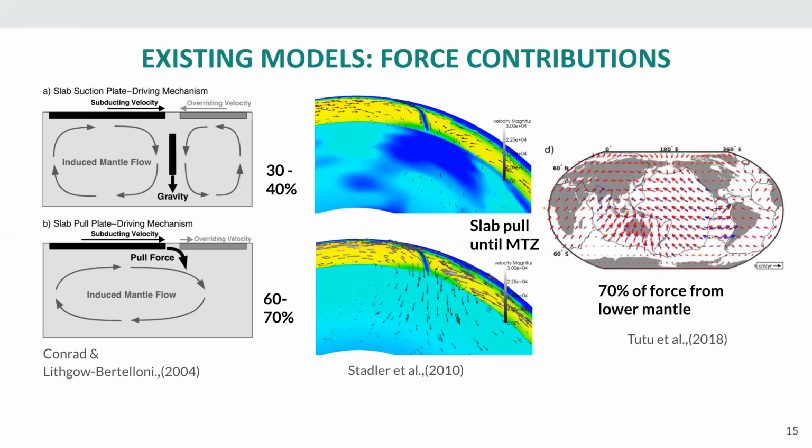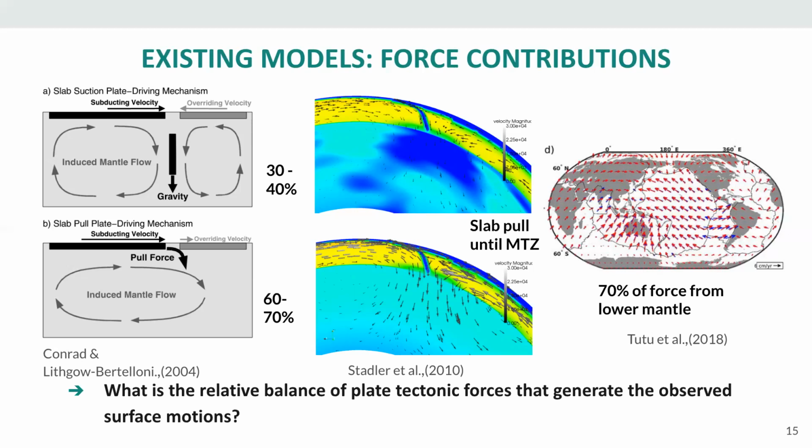On the other hand, Anthony Tutu in 2018, this is a group in Postdoc, suggests that 70% of the force comes from the lower mantle alone, which is a lot different from what this group suggested. So there's a lot of discrepancy in the contributing forces which generate the surface plate motions. So another question which I want to answer through my models is, what is the relative balance of plate tectonic forces that generate the observed surface motions?